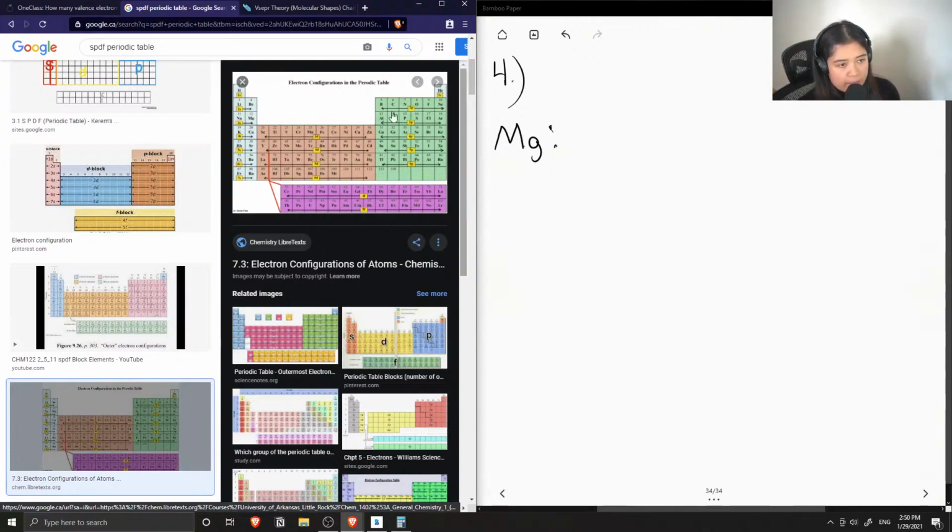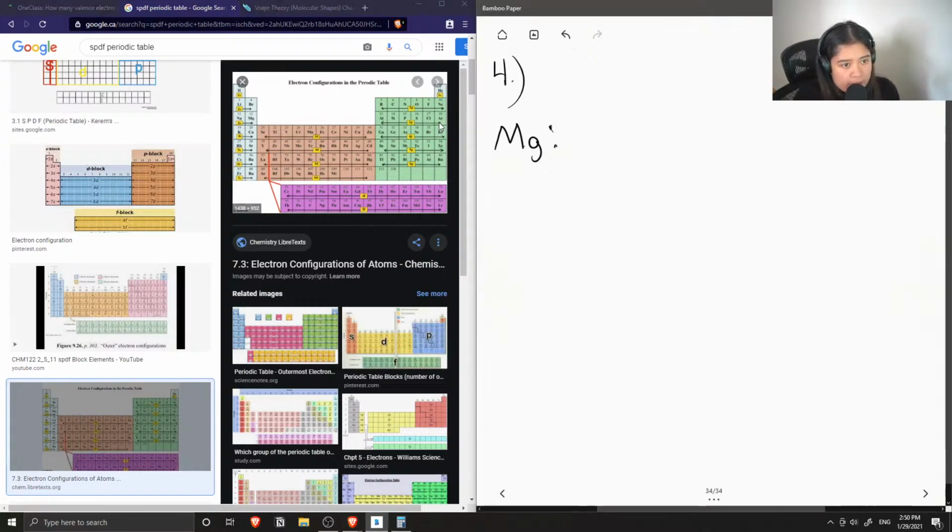So let's locate magnesium on the periodic table. It's found here, atomic number 12. Starting from hydrogen, we move left to right across the periodic table, writing the row number, followed by the block letter. To show how many electrons are in each orbital, we'll use superscripts. Every s orbital is able to hold a max of 2 electrons, and the p orbital holds a max of 6. Okay, so let's start to write the electron configuration.